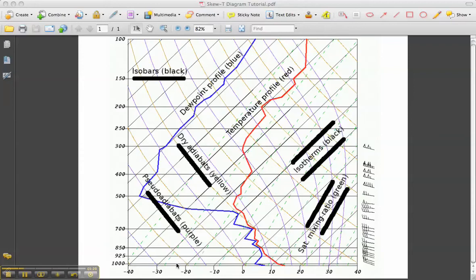So I go to 1,000, I scroll over, and I see the red line intersects the 1,000 millibar line about right here. I do not go straight down, but I go parallel to the nearest isotherm, and I see that's about 11 or 12 degrees. So the atmosphere goes from 12 degrees at 1,000 millibars up to about 1 degree Celsius at the 850 millibar level. Now, what about the temperature at 300 millibars?